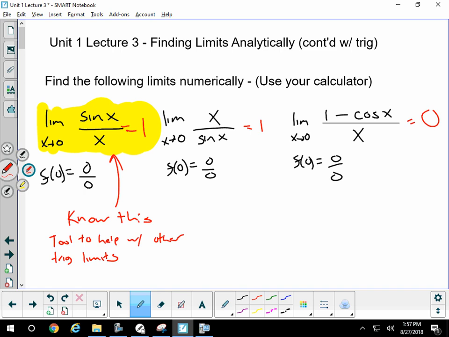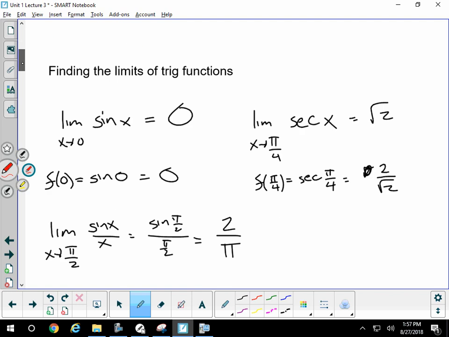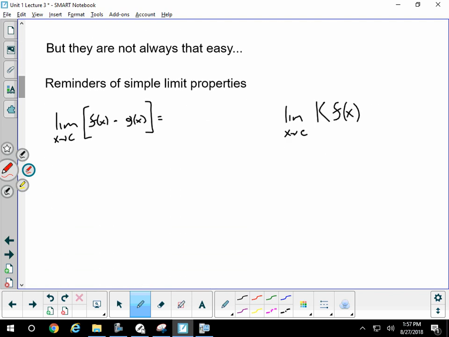All right, we need some more tools that will help us with these trig limits we're about to do. These may seem obvious, but it's important to be stated. If we're trying to find the limit of two functions being multiplied together, we can just take the two functions and their limits separately, like that. The limit of f times g is the same as the limit of f times the limit of g.